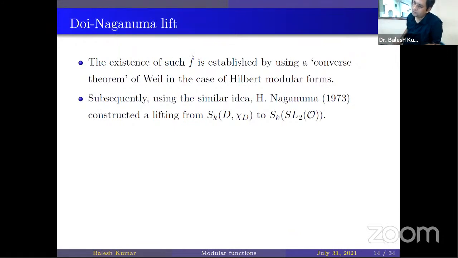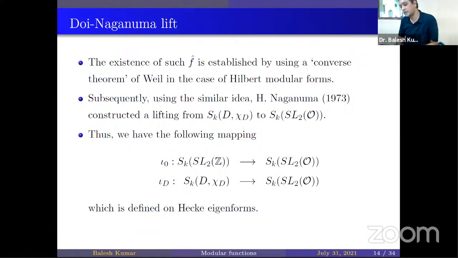Yeah, and the proof is essentially the same as exploiting the converse theorem of Weil in this case as well. So what we see from here is that this modular form for SL2(Z) can be lifted to a Hilbert modular form corresponding to a real quadratic field in two ways. One is from level 1 to level 1, with parallel weight k, S_k of SL2(O), that means here k is a parallel weight k. And level D with character chi_D will also go to a level 1 Hilbert modular form.